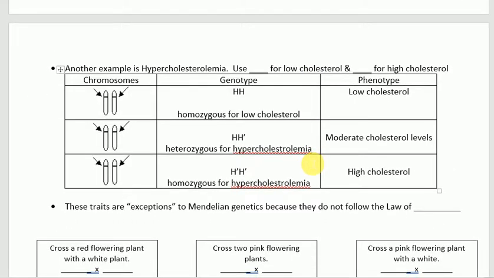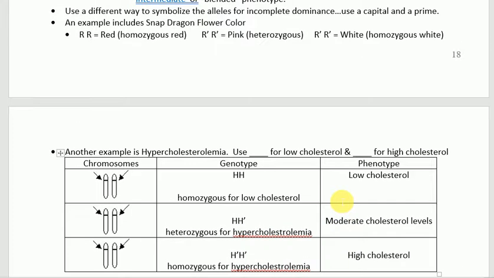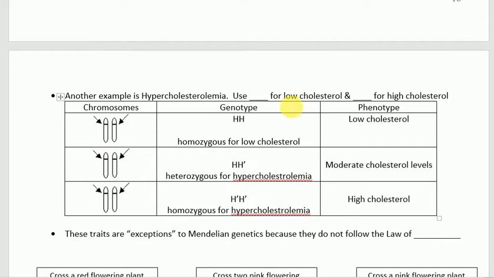So let's look at this. And let me go back up here and correct this. My apologies. The pink would be R, R prime. The white is R prime, R prime. I apologize for the typos.